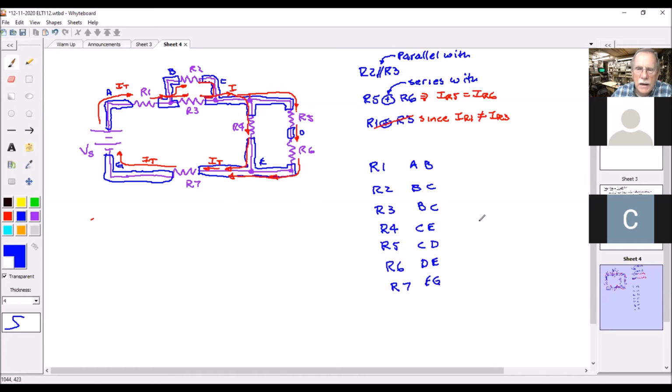So if I look at it and look for commonalities, I see these two share two common nodes. So these two are in parallel. Okay. R5 and R6 share a common node. So these two are in series.